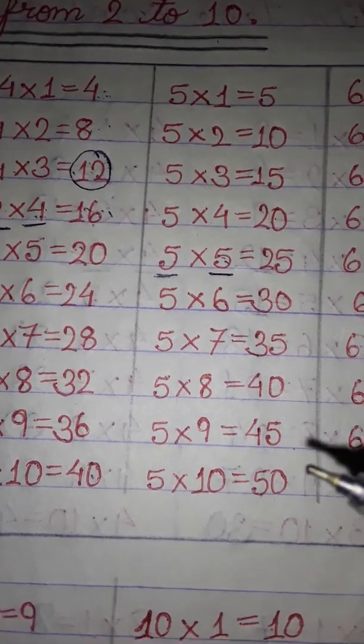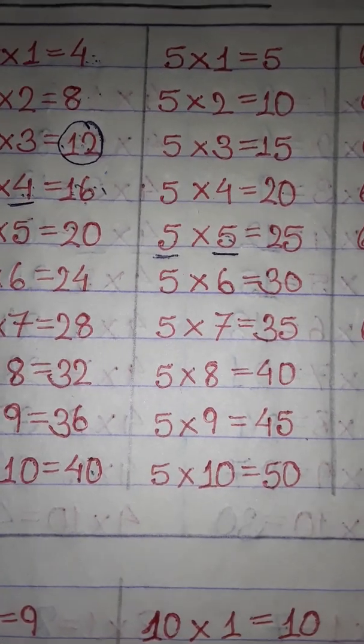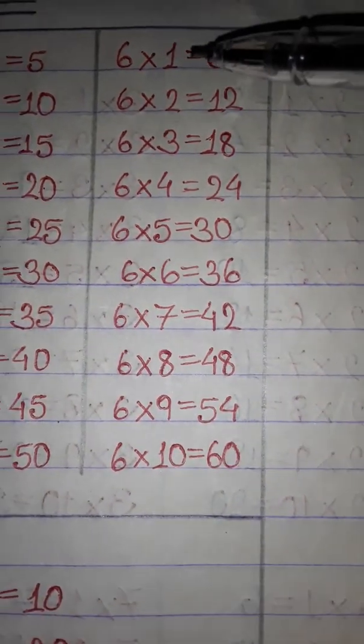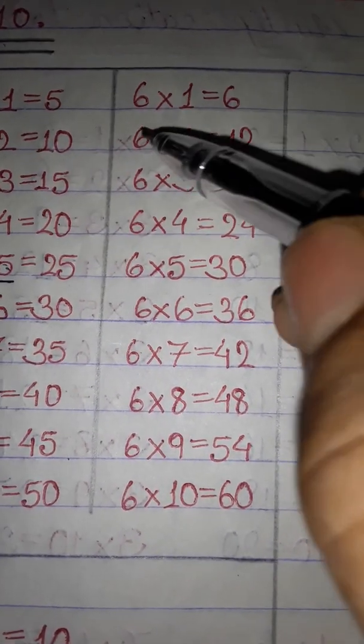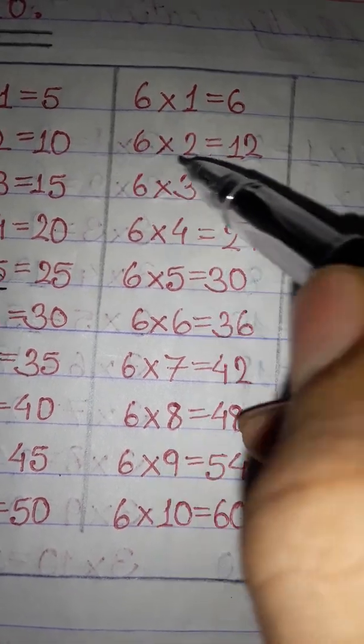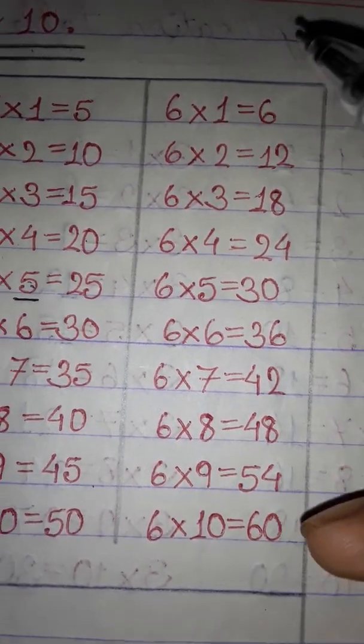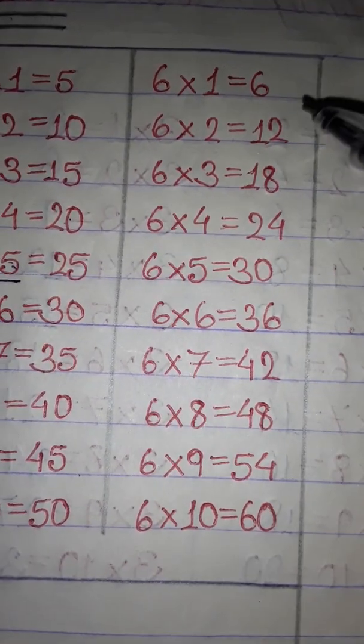Now I am going to the multiplication table of 6, so please don't skip the video. So now I have come to the multiplication table of 6. For this you have to just remember 6 into 1 and 6 into 2. 6 into 1 is equal to 6 and 6 into 2 is equal to 12.